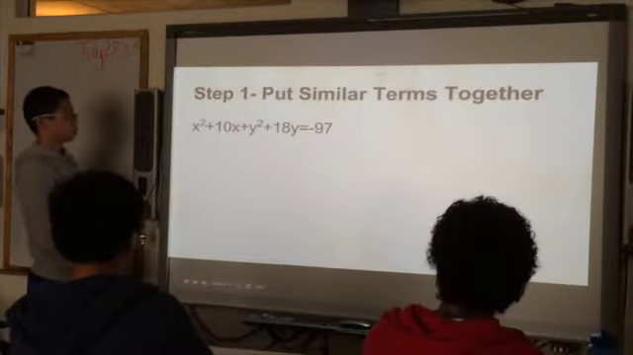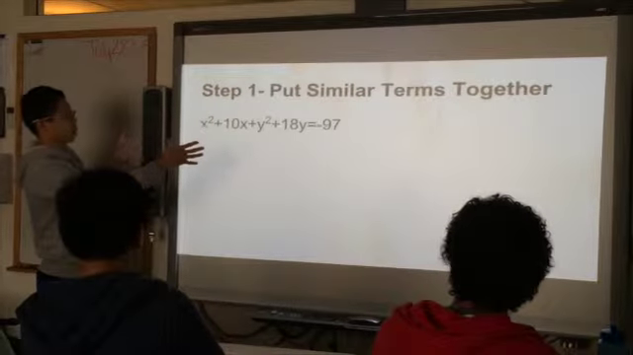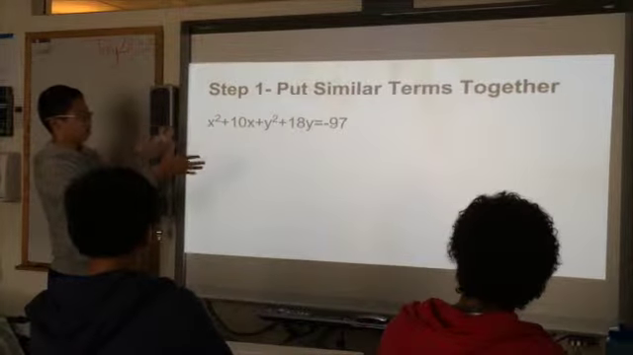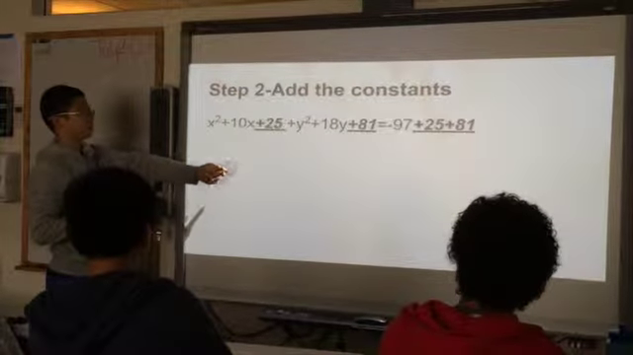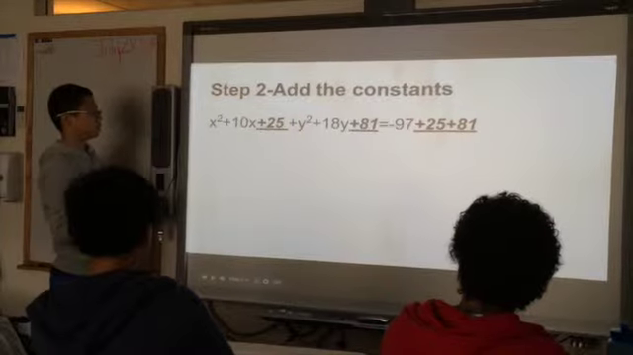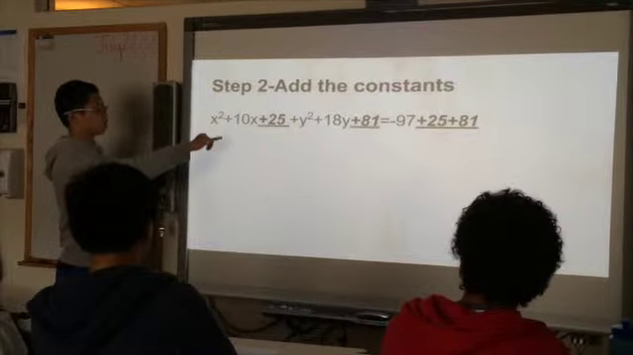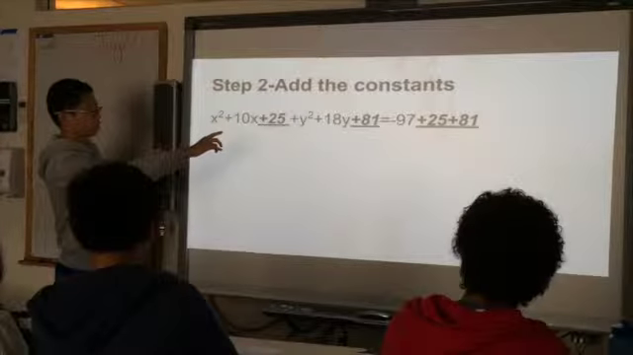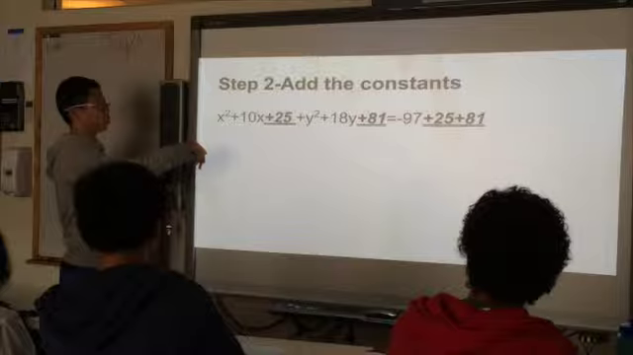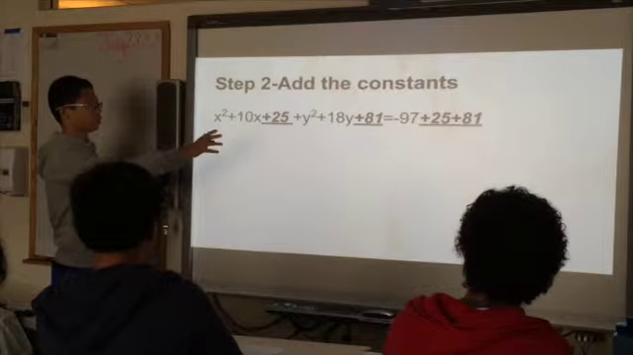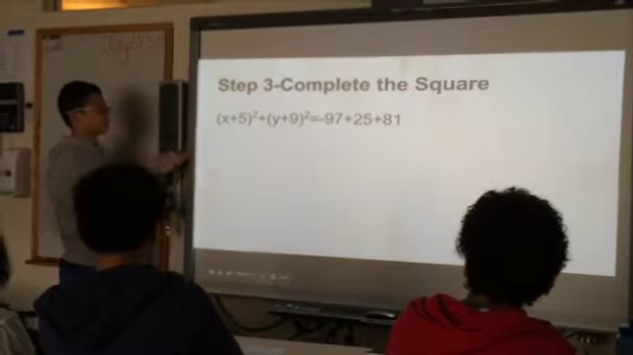So we have to put similar terms together. You must put x squared plus 10x together and y squared plus 18y together, and you leave the constant on the other side. And then you add the constant. So now x squared plus 10x plus 25 is a perfect square, plus y squared plus 18y plus 81. That's also a perfect square. And you add the constants on the other side to make it equal. And you complete the square.